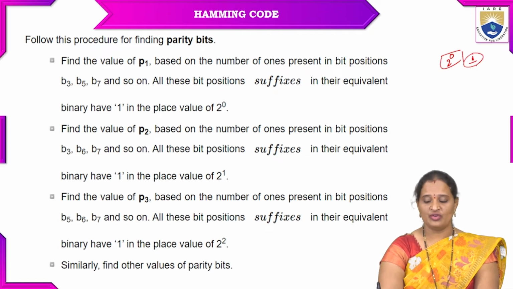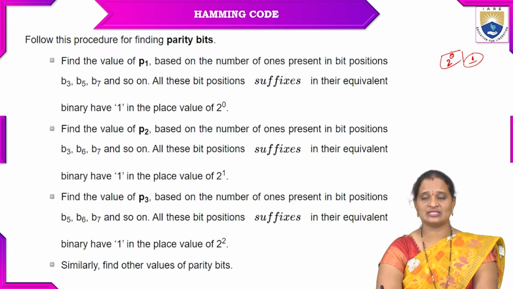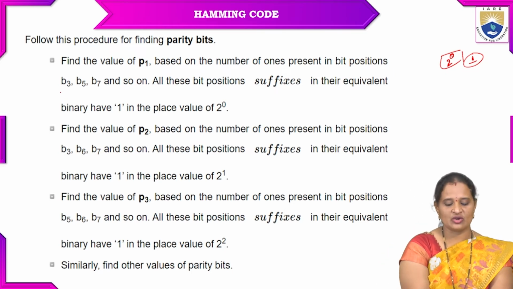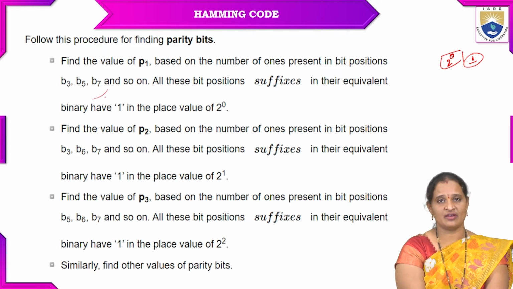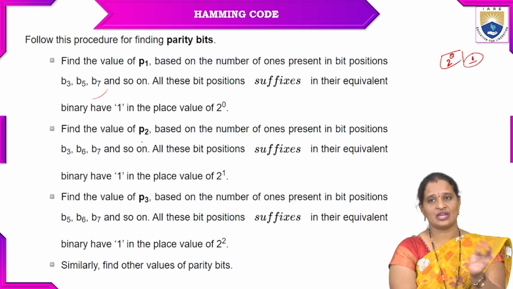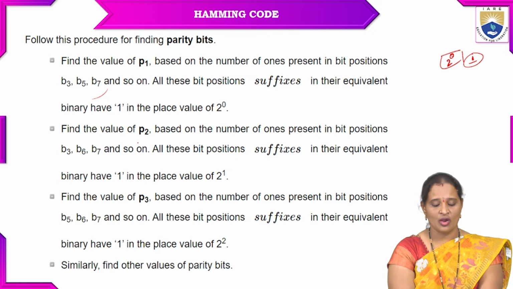So here we need to check all the combinations where the bit designations have the binary value 1 in the 2 power 0th position. So these are the positions here. We need to check these bit position values B3, B5, B7 and so on, so that the parity can be decided based on the type of parity, either even or odd.